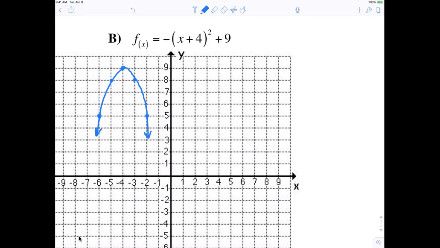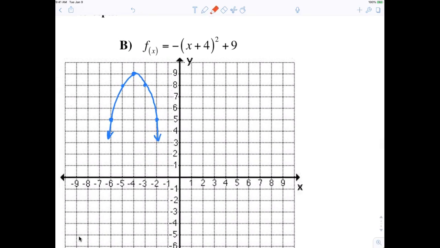Now, let's just review real quick. This right here, this line down the middle, can you remember what this line is called? What's that called? From last year. The axis of symmetry. Yes. That's called the axis of symmetry because everything on the right matches everything on the what?